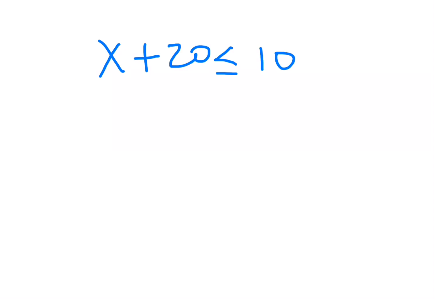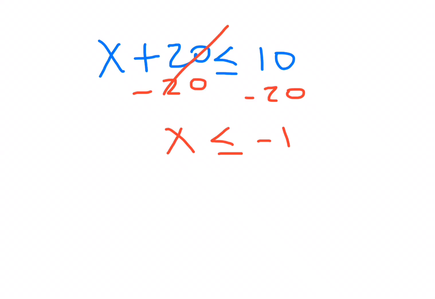Next example, we have x plus 20 is less than or equal to 10. So obviously we want the x by itself, so we're going to do the opposite of 20. We're going to say minus 20. That cancels that out. Whatever I do to one side, I must do to the other, so I'm going to say minus 20 over here. So I'm going to have x is less than or equal to 10 minus 20, which is negative 10, and you're done.